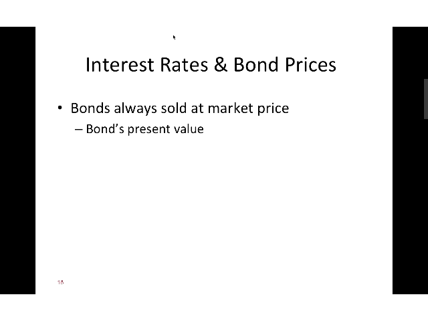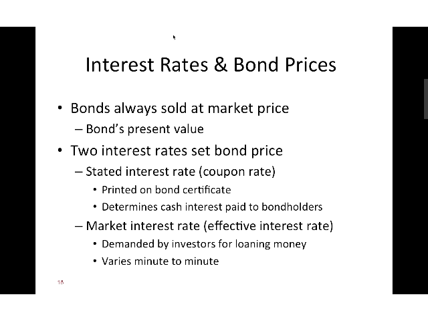Bonds are always sold at market price, which is the bond's present value. There are 2 interest rates that set the bond price. And I'm going to say more about the market rate in just a few minutes after people finish writing. We have the stated rate and the market rate. I'm going to wait for most people to finish writing, and then I'm going to talk more about both of those and where they come from.